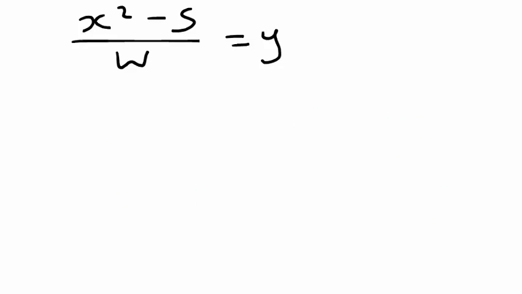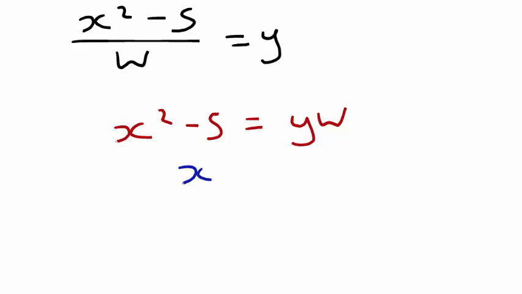So again, in this equation, we're looking for x equals, so we need to try and get x on its own. So let's start off by multiplying the left-hand side by w. That would leave us x squared minus 5 equals y multiplied by w.